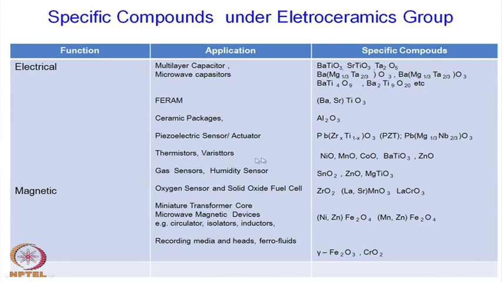Thermistors and varistors are another variety of electronic devices, which once again utilize some of the properties of ceramic oxides. For example, the semiconducting property of nickel oxide, manganese oxide, cobalt oxide, and doped barium titanate. This is not pure barium titanate. If barium titanate is doped with some amount of other oxides, it can be semiconducting. So, these can be used as what we call thermistors, where the resistance changes quite significantly with temperature.